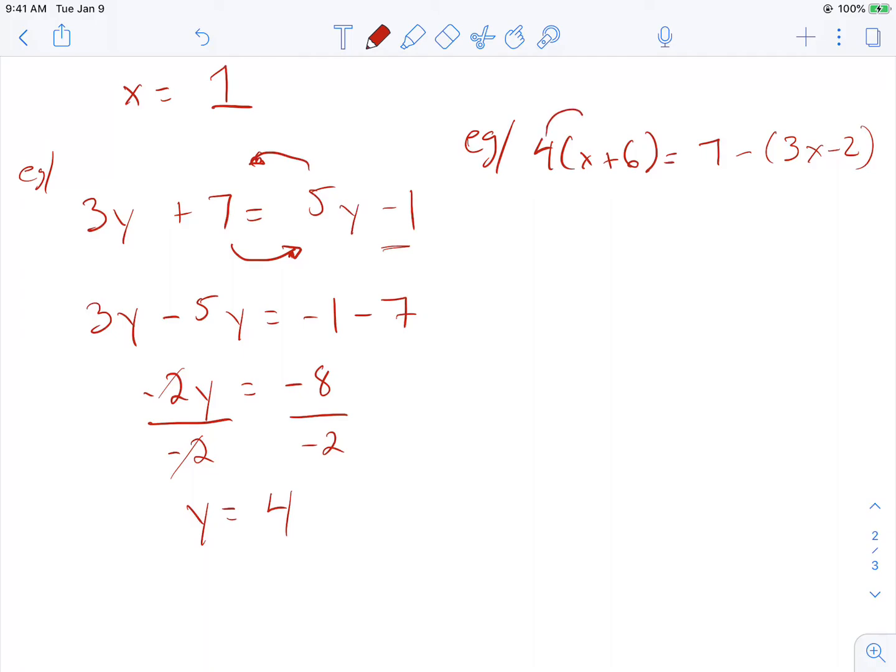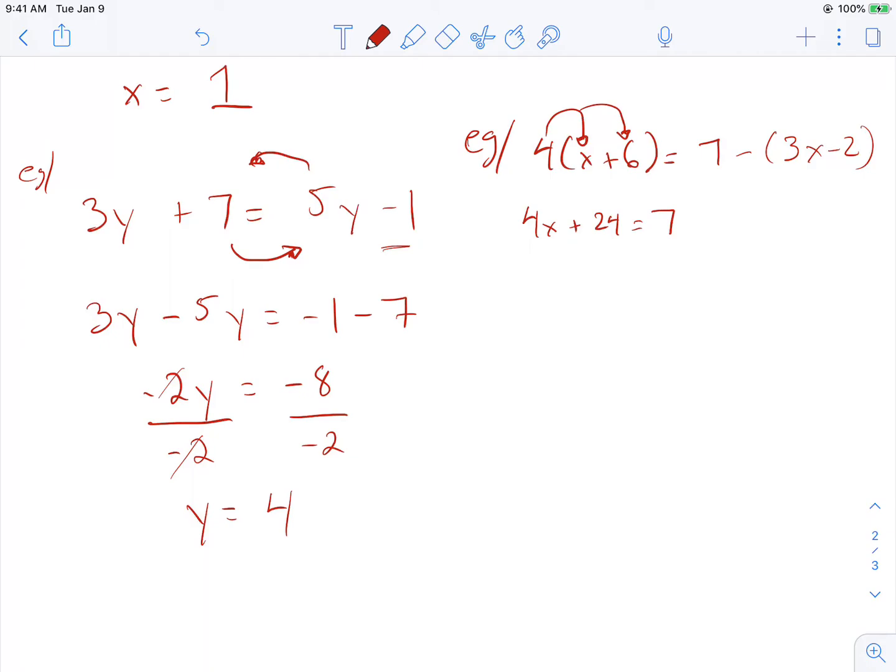So what we're going to do is we're going to distribute that 4 in over here. So we have 4 times x is going to give us 4x, plus 4 times 6 is going to give us 24. On the other side, it's equals 7. And then we have a minus sign.